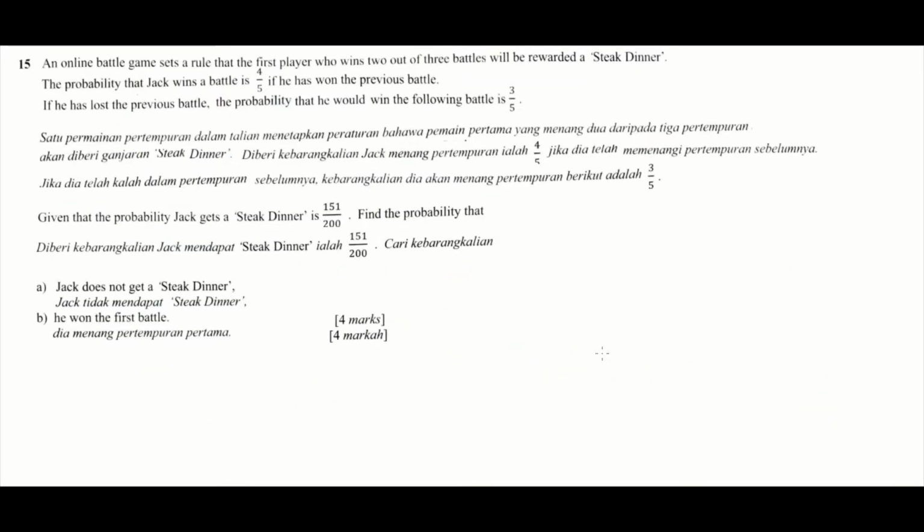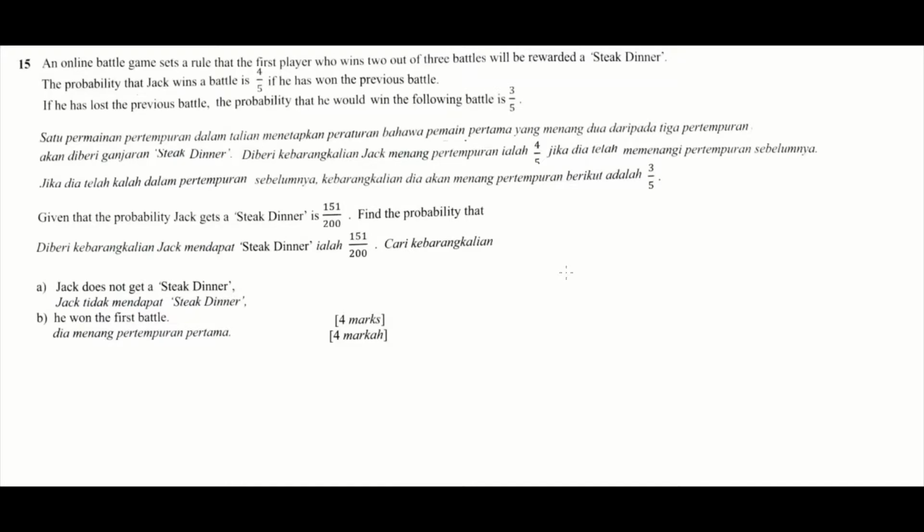Question 15. An online battle game sets a rule that the first player who wins 2 out of 3 battles will be rewarded a steak dinner. The probability that Jack wins a battle is 4 over 5 if he won the previous one. If he lost the previous one, then the probability that he wins the next one is 3 over 5. It seems very complicated if we just read it again, so it will be easier to transfer all the information into a tree diagram.